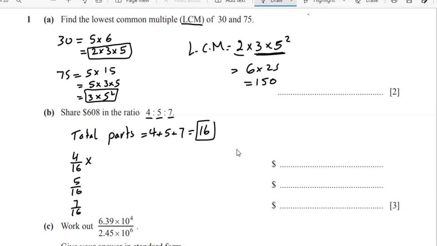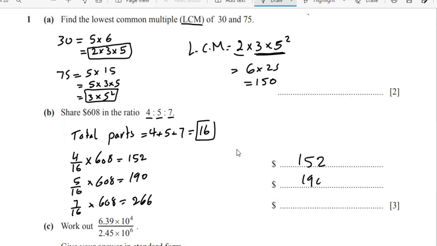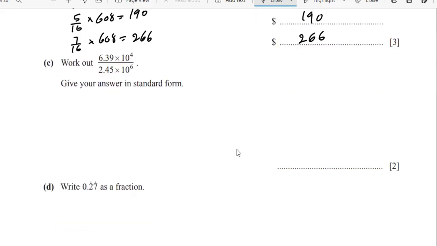Now multiply that by the total money, which is 608. So the answer is 152. The second one multiplied also by 608, the total amount of money, which is 190. The last one multiplied by 608, the answer is 266. So if I need to divide 608 into the ratio 4 to 5 to 7, it's going to be 152, 190, and 266.